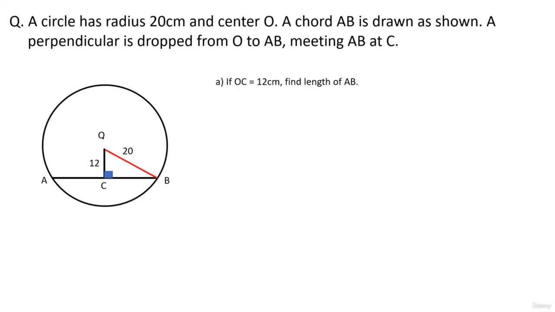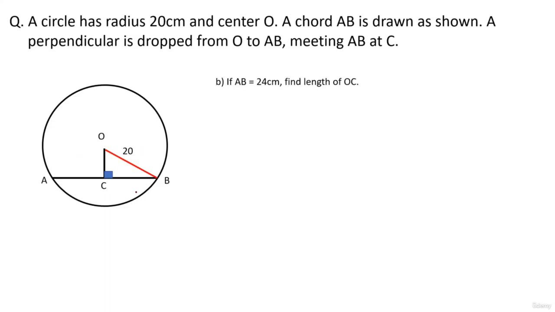If OC is 12, and we know that perpendicular from center to the chord bisects it, so AC will be equal to BC. Now, guys, this 12 is nothing but 3 into 4. This 20 is nothing but 5 into 4. It's a right angle triangle. So this will be a 3, 4, 5 triplet, which has been multiplied by 4. So what will this side be? 4 into 4. That is 16, right? And since the chord has been bisected, AC will also be 16. Your answer for length of AB is 32, which is 16 plus 16. Okay. I hope you understood this. Let's go on to the next question, guys.